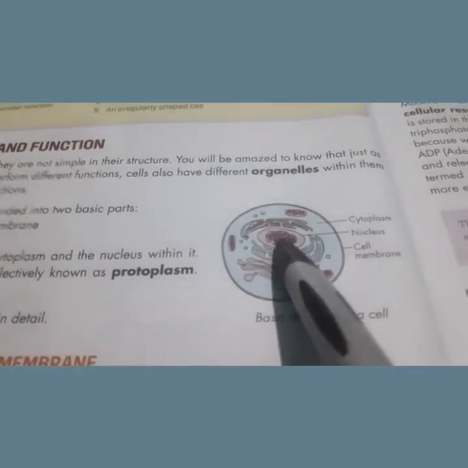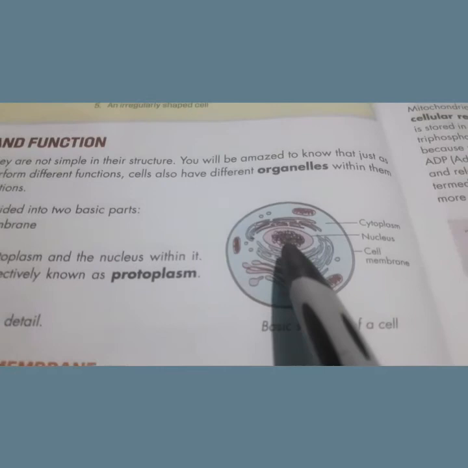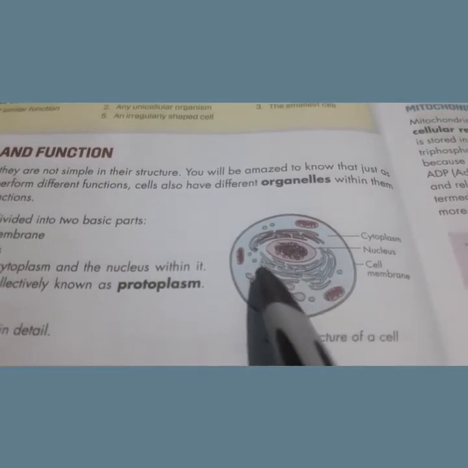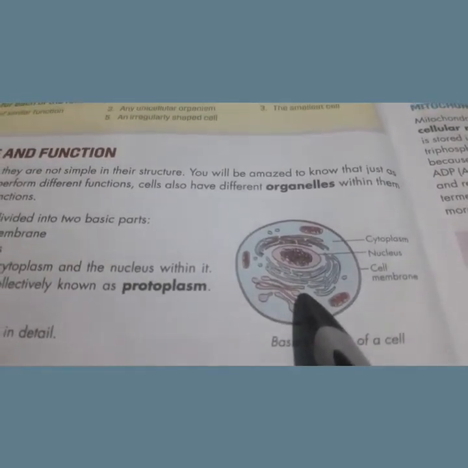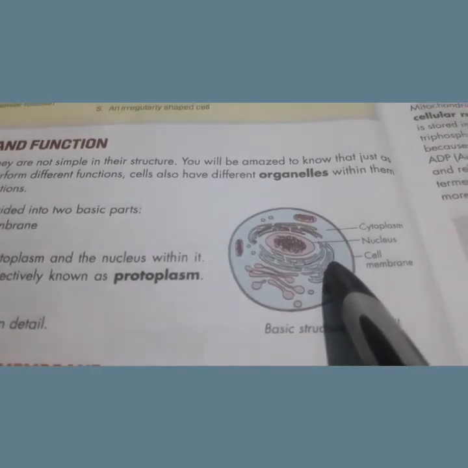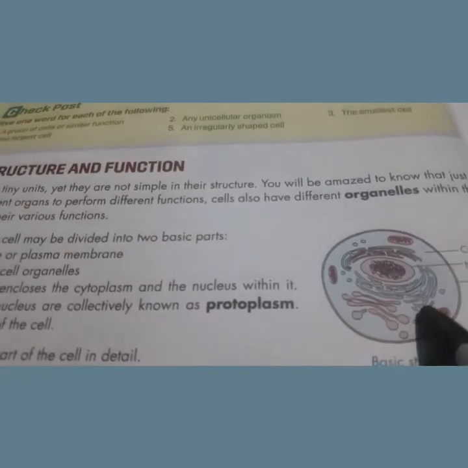Okay, so nucleus and cytoplasm together constitute protoplasm, and this is only cytoplasm. So this is the living part of the cell.